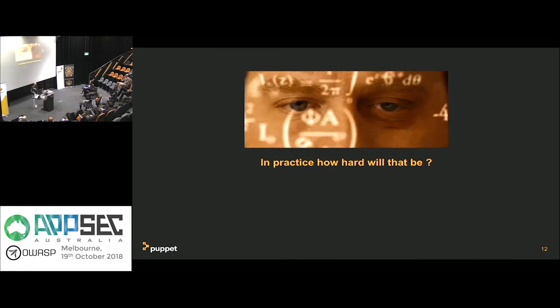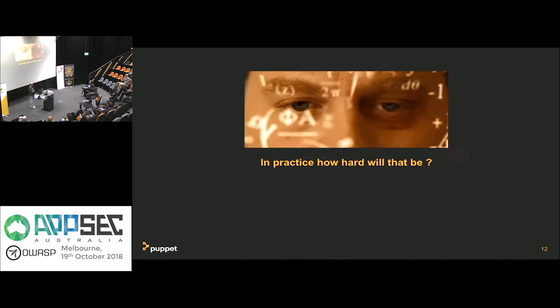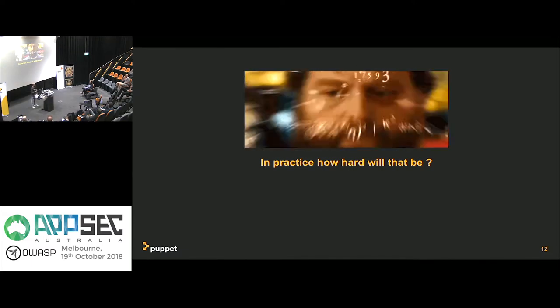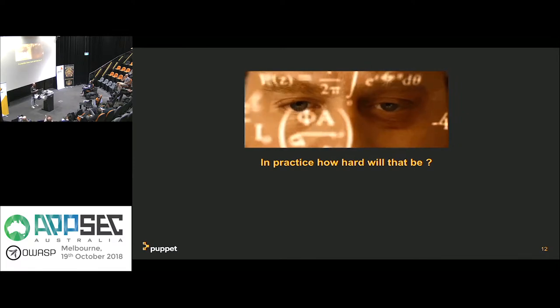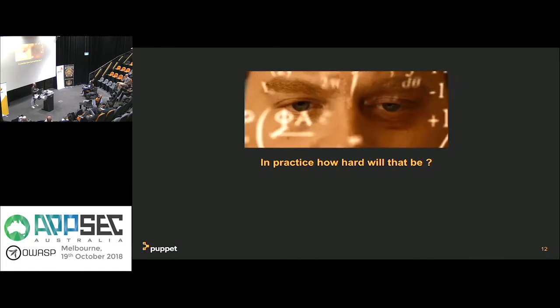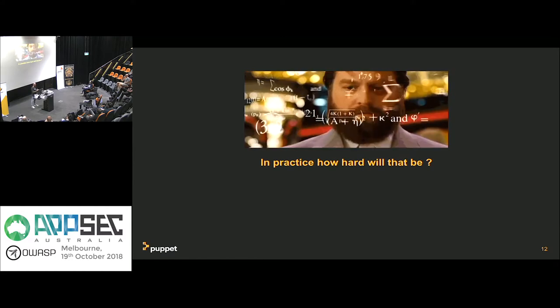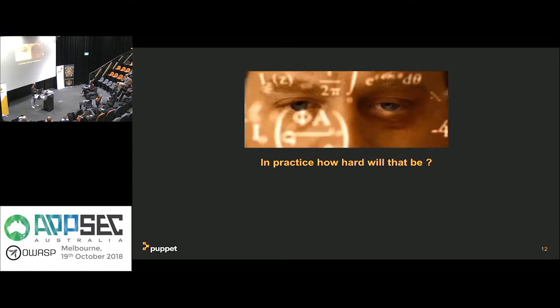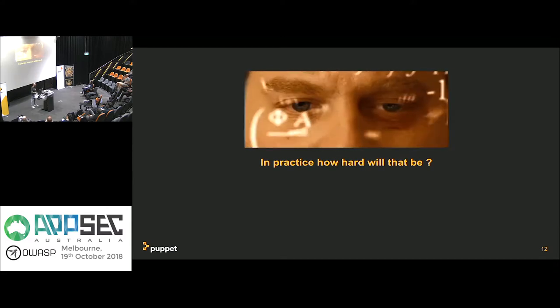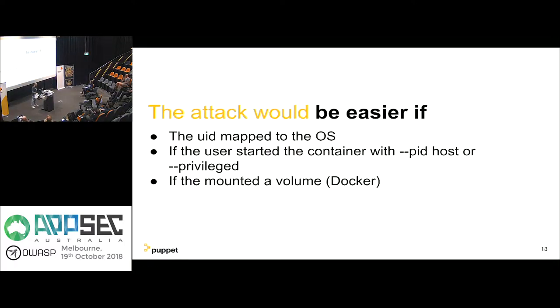So looking at Alan, how hard would that be in practice? There's a lot of things that need to line up for you to get out of the container. First of all, you need a vulnerability in the upstream application that you're running or in your code base. You then need a kernel-level vulnerability that allows you to escape into the namespace.